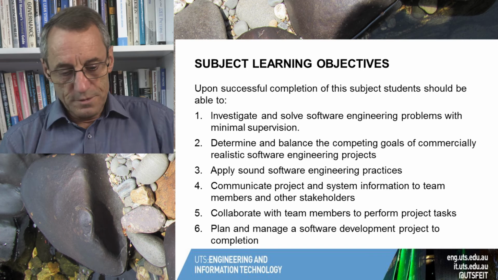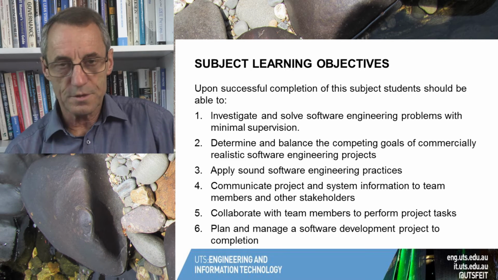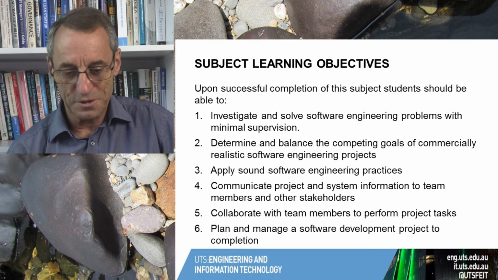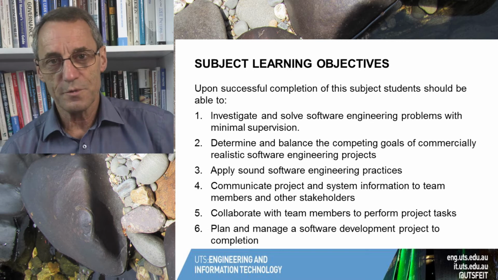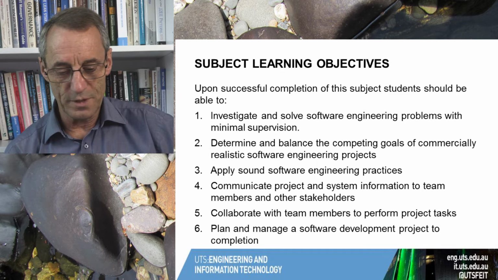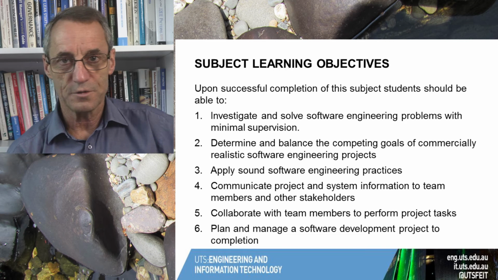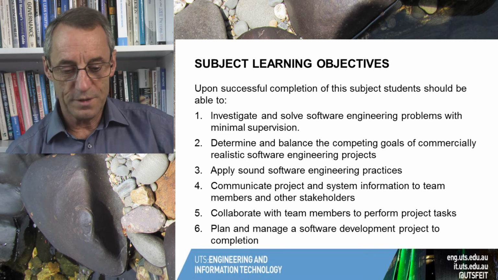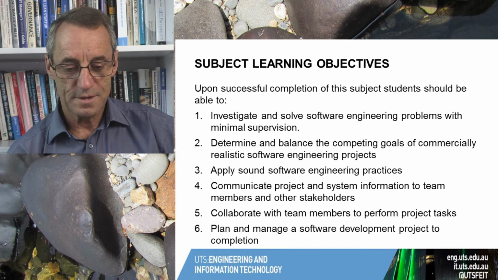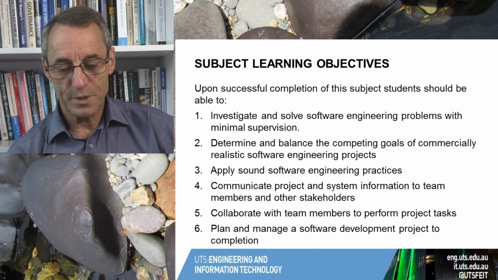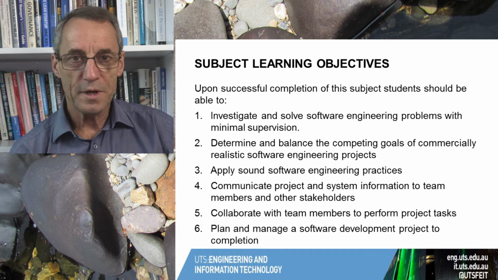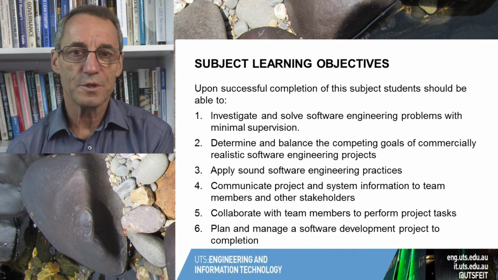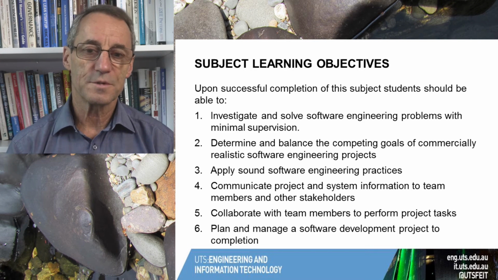The subject learning objectives. Well, on successful completion of this subject, here are the things you will have achieved. You'll learn to investigate and solve software engineering problems with minimal supervision. You'll be able to determine and balance the competing goals of commercially realistic software engineering projects. You'll be able to apply sound software engineering practices. You'll be able to communicate the project and system information to team members and other stakeholders. Be able to collaborate with team members to perform project tasks and plan and manage a software development project to completion. Those are the things you will have experienced and should have learned.